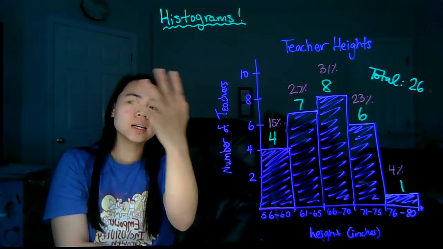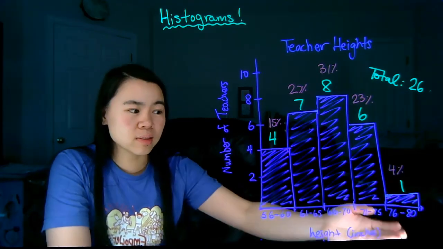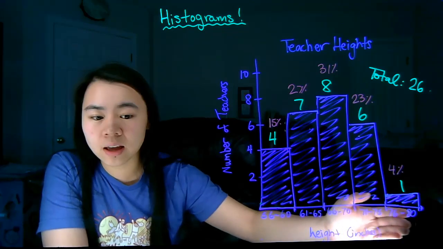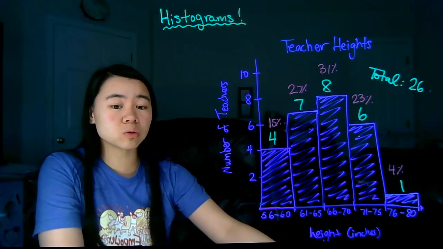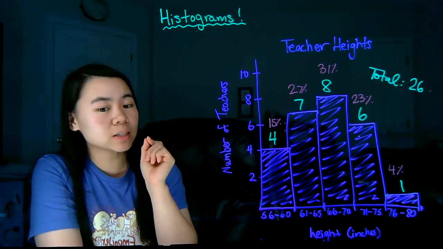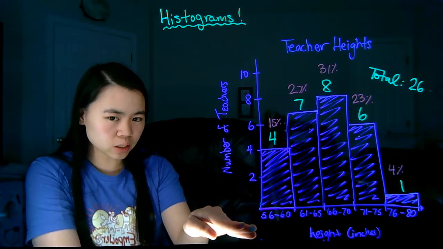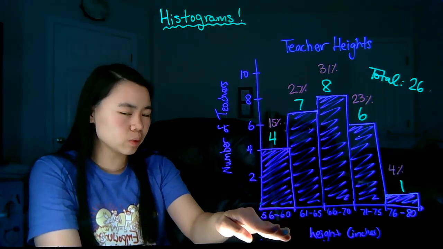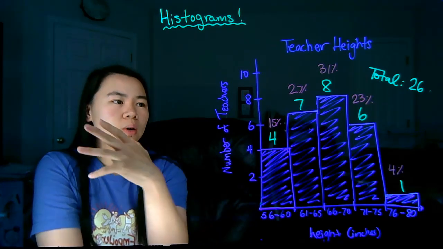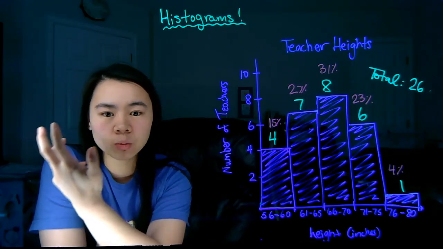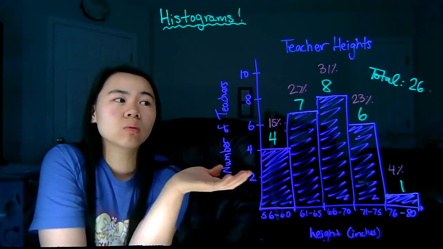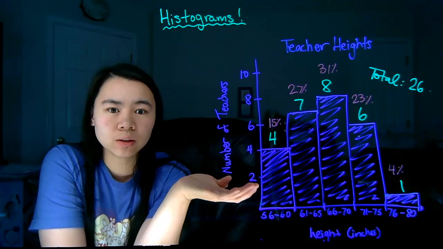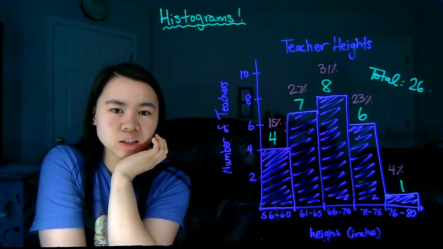If I don't get my data points, I don't have my numbers, then that one teacher could be anywhere in that range. So histograms do not tell us specific data points. They only tell us the frequency within each range, within each bin. Okay? So what if this said to create a possible set of data? What could the teachers' heights be? What could the 26 teachers' heights be?